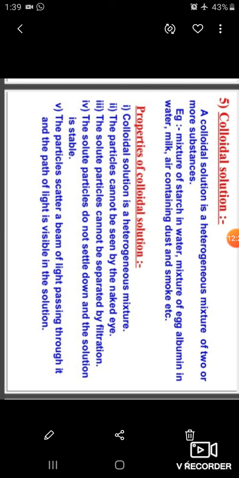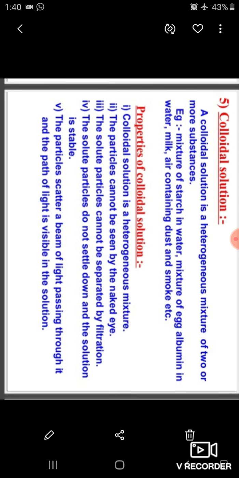Now, the properties of a colloidal solution. A colloidal solution is a heterogeneous mixture. For example, a mixture of starch in water, a mixture of egg albumin in water, milk, and air containing dust and smoke are examples of colloidal solutions. That is why a colloidal solution is a heterogeneous mixture. The particles cannot be seen by the naked eye.